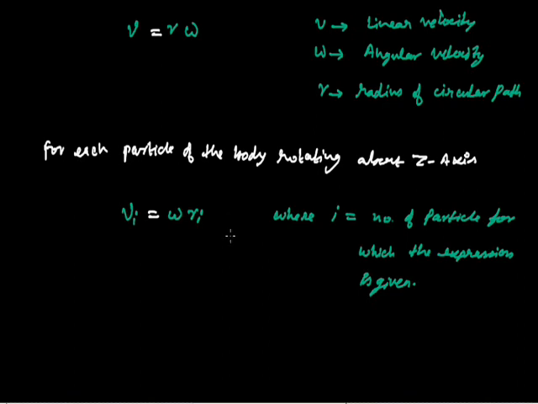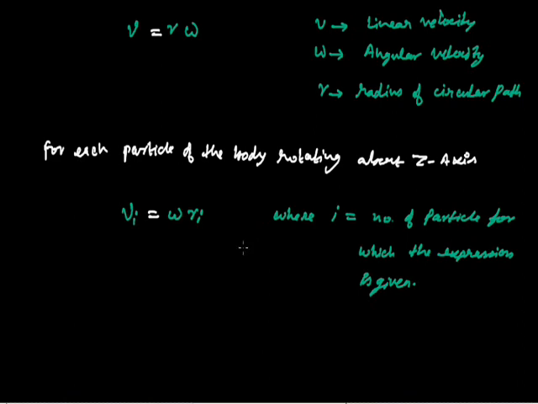Here we can also understand that the particles which lie on the same line as the rotational axis are at zero distance from that axis. It means the particles lying on the axis of rotation are not rotating, not describing circular motion, but the particles which have some distance from the rotational axis are describing a circular path.